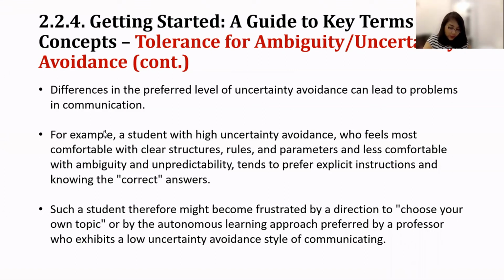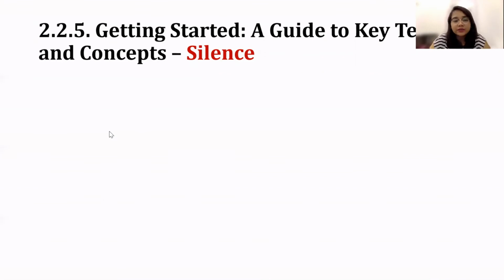The next one is the last factor about cultural differences before we come to the last one about the affective factors. And this last factor is about silence. The fifth factor that we need to understand in intercultural communication is silence. What is the meaning of silence here, and how does it play a role in intercultural communication? Let's find out.